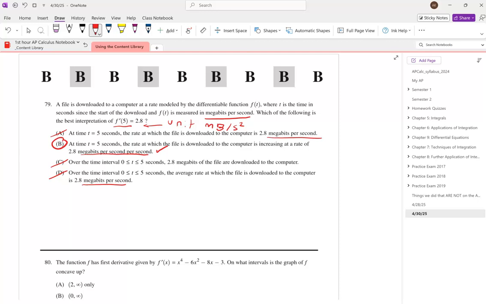Elaine, does that feel okay? Okay. Again, kind of a scary question with a ton of words, but if you knew what to look for, or if you looked for the right thing, pretty easy.